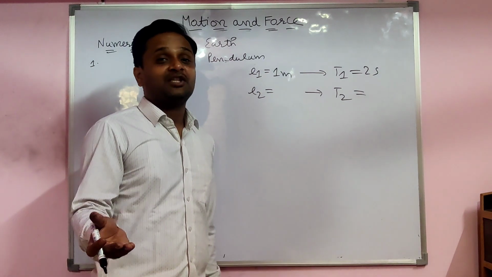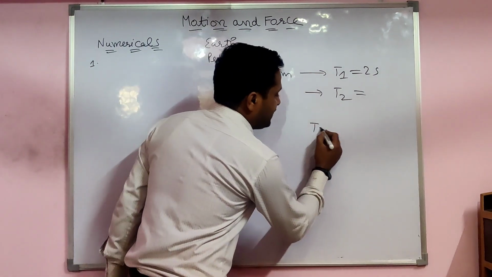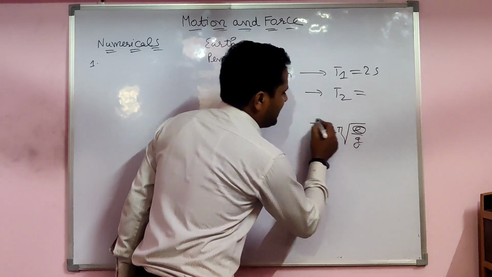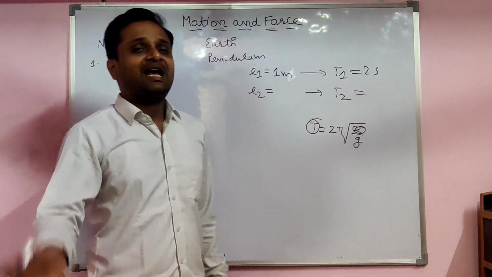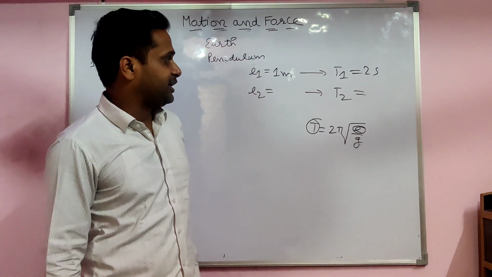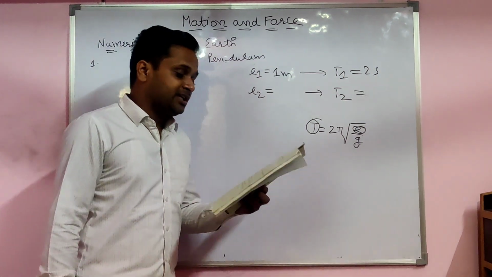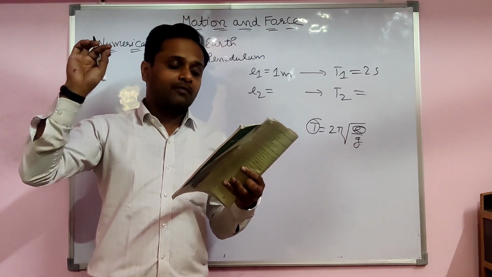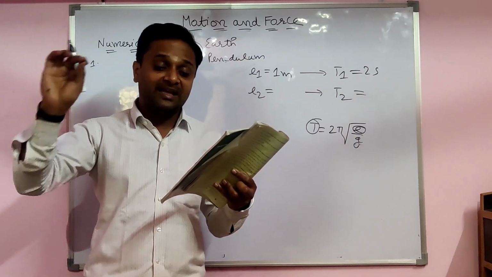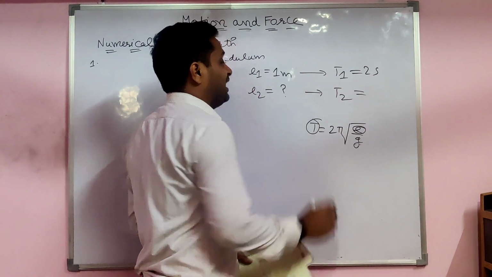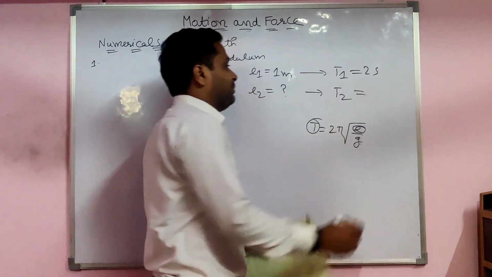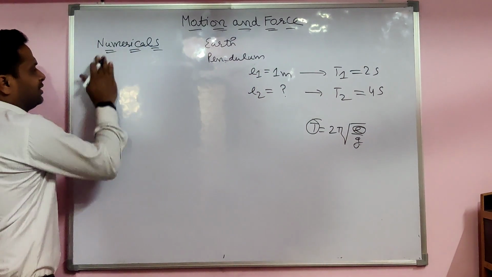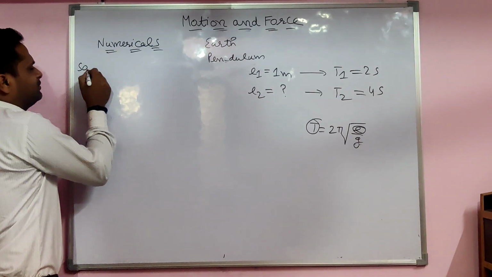When you change the length, you know the formula T is equal to 2 pi under root of L upon G. L and T are directly proportional. When L changes, T also changes. See the numerical: if a 1 meter long pendulum has a time period of 2 seconds, what should be the length when you change the time period to 4 seconds? See students, the solution of this one.